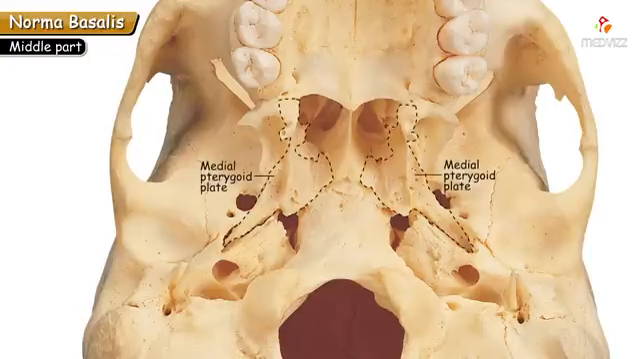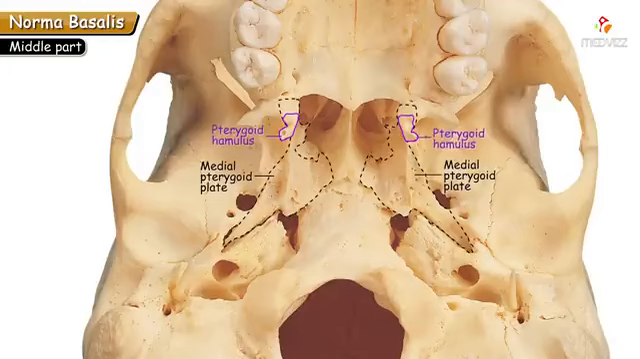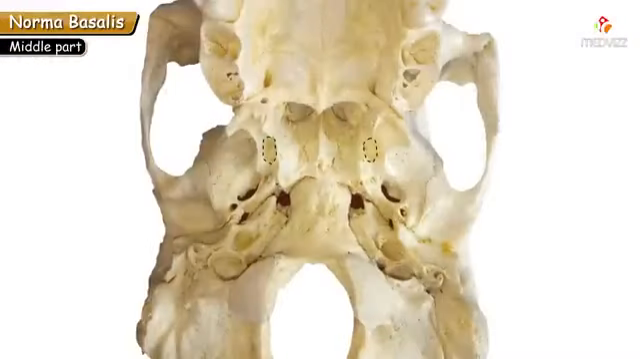The medial plate shows a prolongation which is called pterygoid hamulus. This pterygoid hamulus is called hamulus because it is a hammer-like or hook-like prolongation. And the groove which is present between this medial and lateral pterygoid plate is the pterygoid fossa.